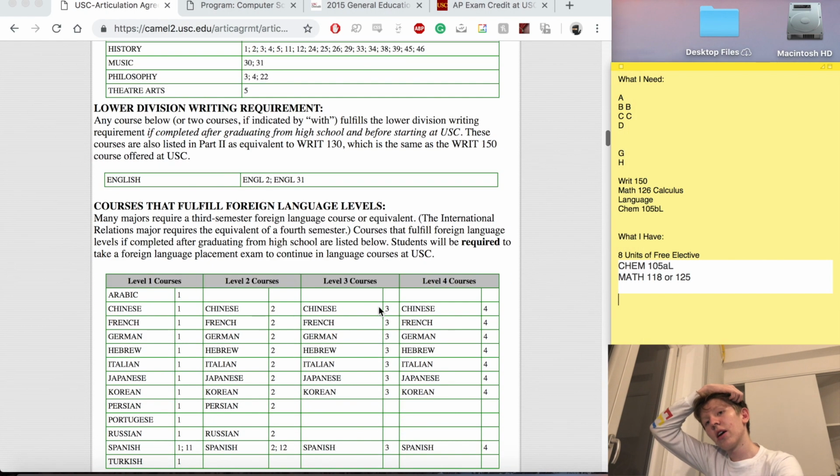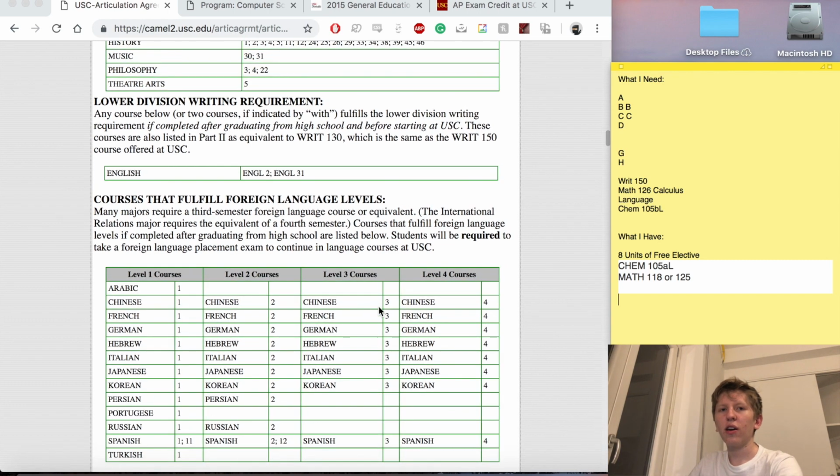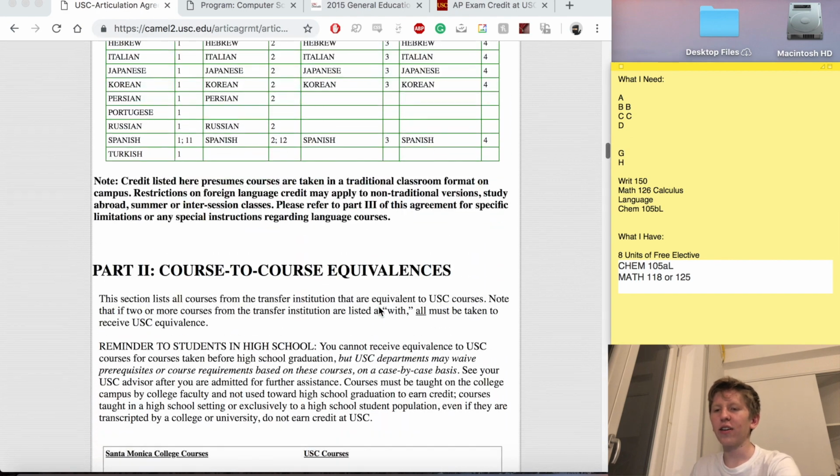If I'm picking 5 classes, I really do want to get RIT 150 out of the way because it's just best to do that. It's a hard course at USC, and it's probably going to be easier at community college. It's kind of a nice way to avoid taking a difficult class.